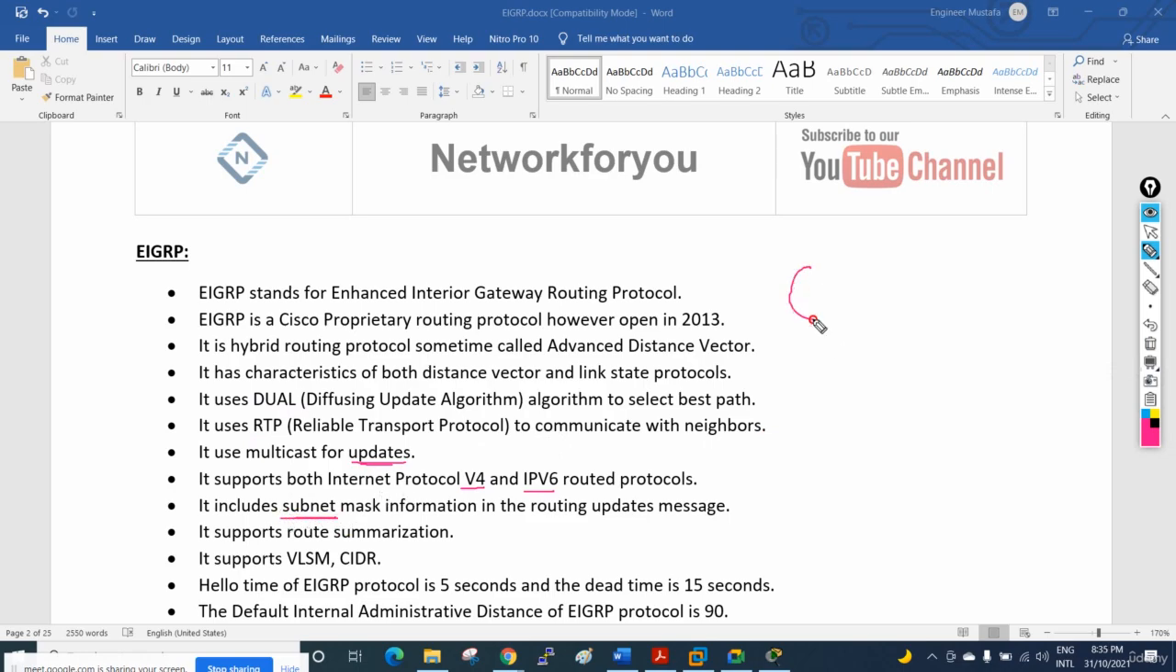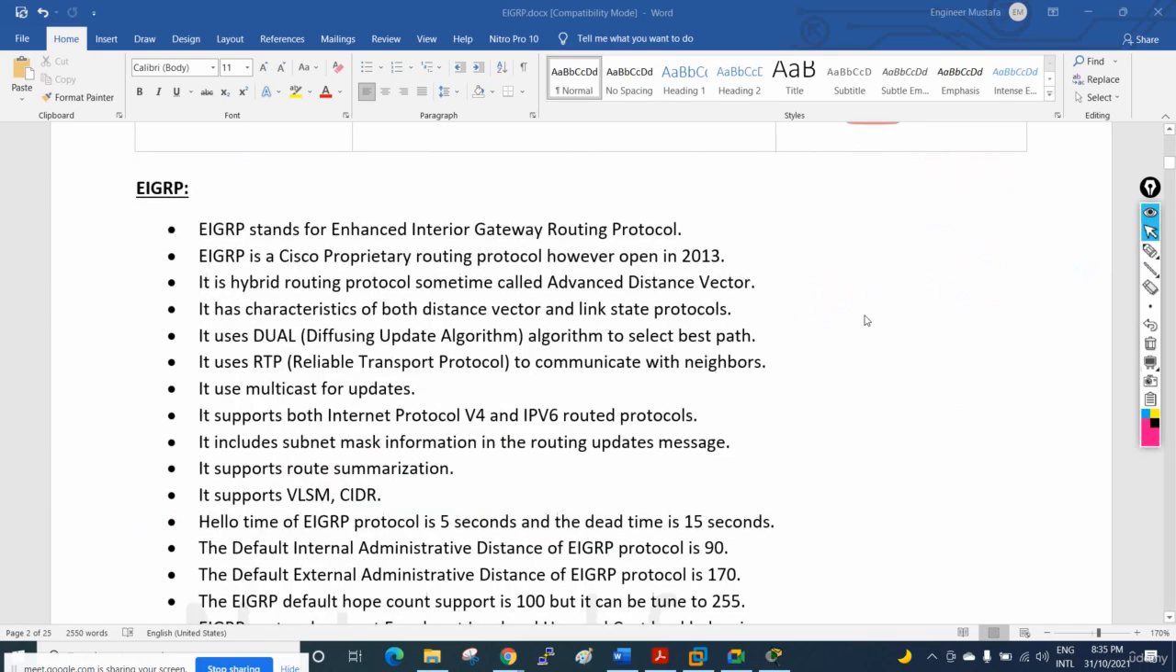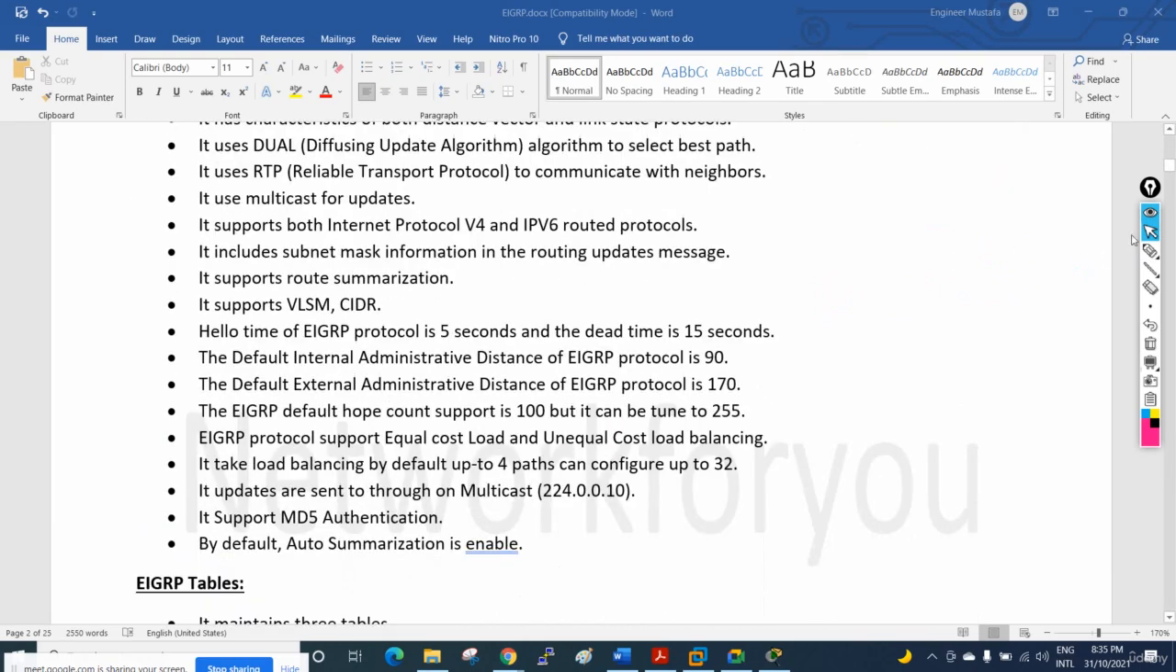Like when we have one router here, R1, and another router here, R2, whenever there is any update, when this one is sending the update, it will send the subnet mask also along with that update. And here we can also do route summarization in EIGRP. If you remember, we did it before in OSPF, so the same way we can do it in EIGRP also.